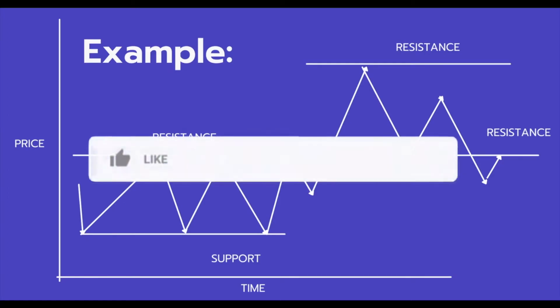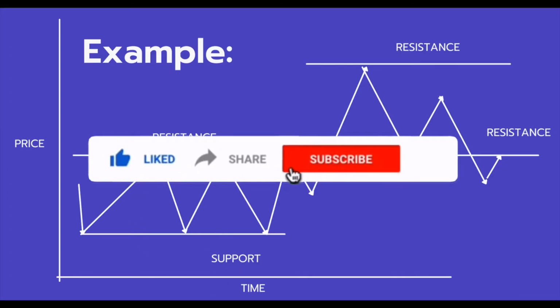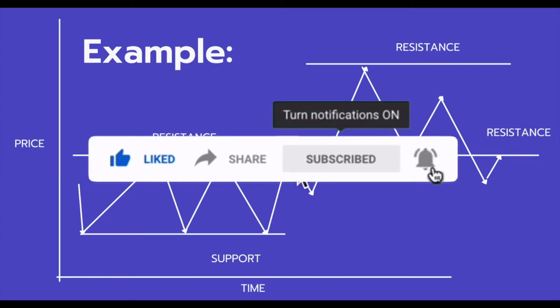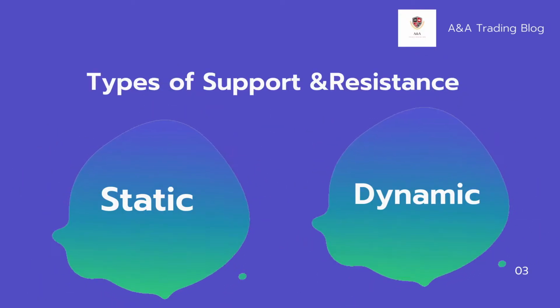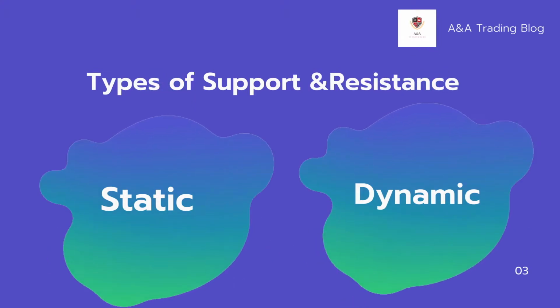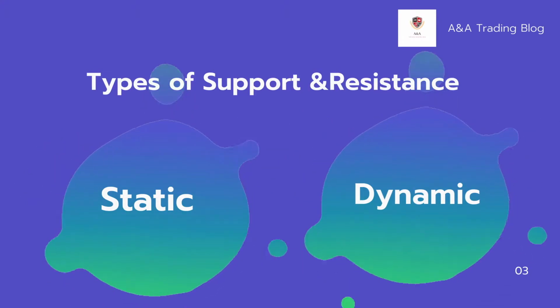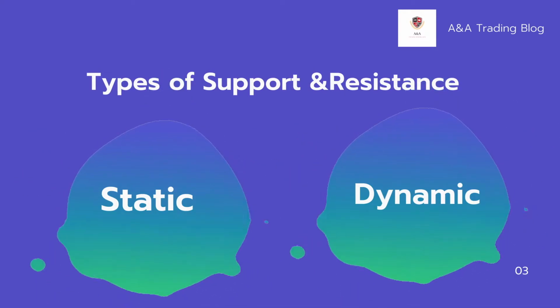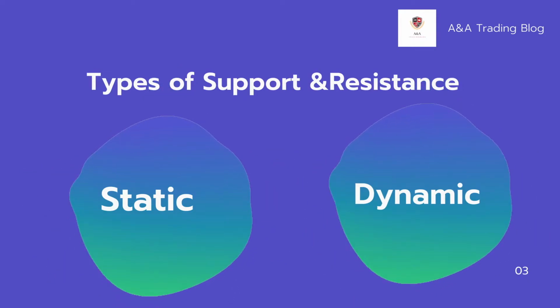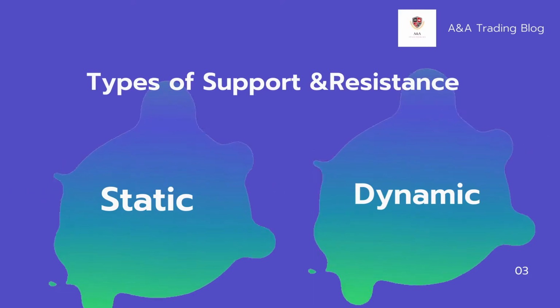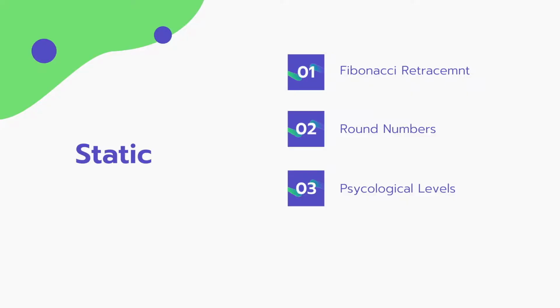Okay, now that we have understood what is support and resistance, let us now see the different types of support and resistance level. Traders, in the stock market, support and resistance level can either be static or dynamic. Any support and resistance line which do not change over time can be considered as static support and resistance level. They are fixed level and do not change over time. For example, Fibonacci level, round number trend line, and psychological level are some of the static support and resistance examples.